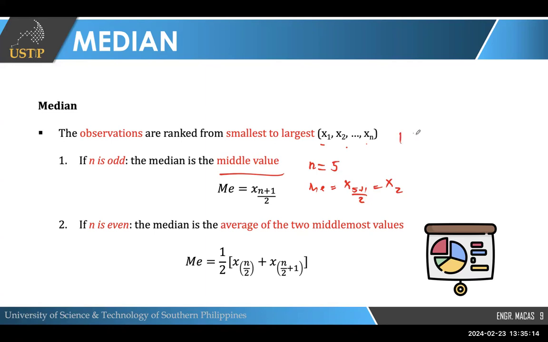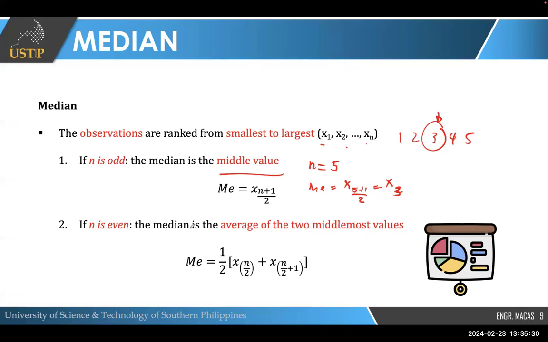Okay? So counting 1, 2, 3, 4, 5. The middle value is x sub 3, the third. Okay, so that is the middle value. That is for when your n is odd.